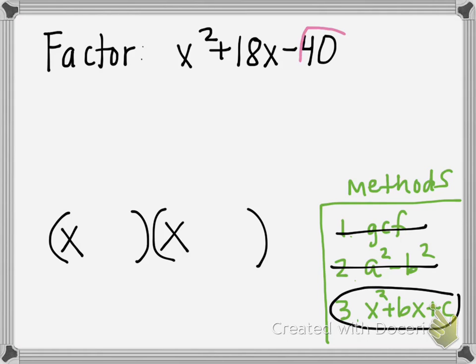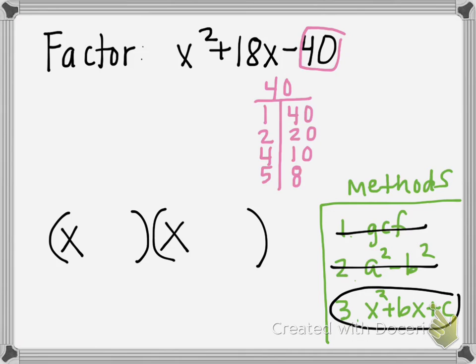So you take the last number, 40, and you make a factor list of 40. So let's see, 1 times 40 would give us 40, 2 times 20. 3 would not be a factor, 4 times 10. 5 times 8, and that actually completes the factor list for 40.